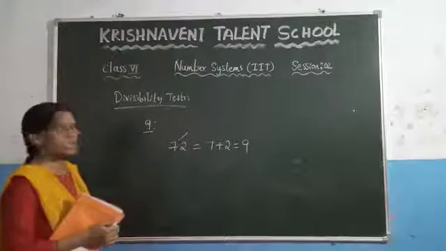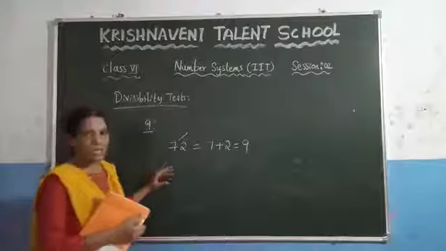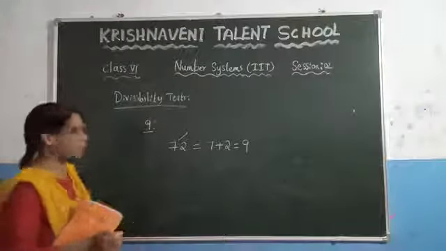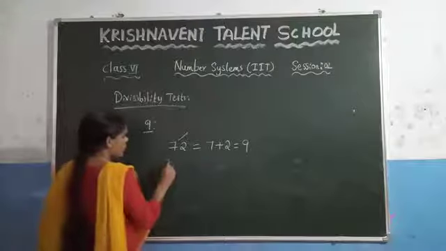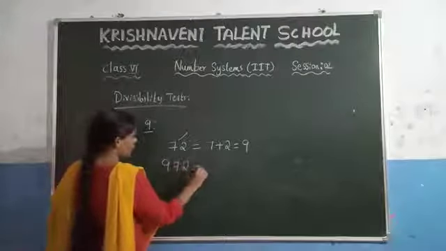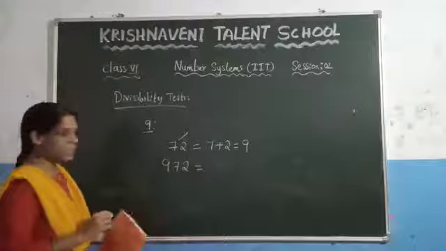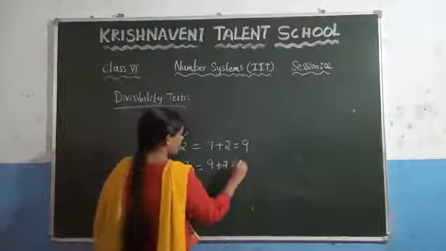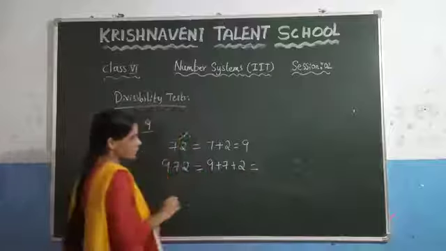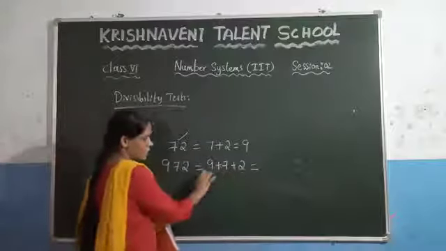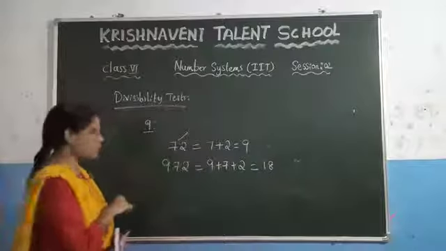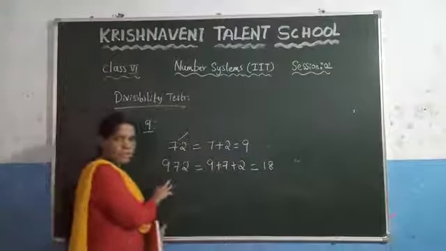What we need to do? We just need to check the sum of the digits. If it is divisible by 9, we can say that the given number is divisible by 9. Let us consider one more example, 9, 7, 2. We need to take the sum of the digits. 9 plus 7 plus 2. What will be the answer here? You know that 7 plus 2 is 9, 9 plus 9 is 18. And 18 is divisible by 9. So we can say that this given number is divisible by 9.